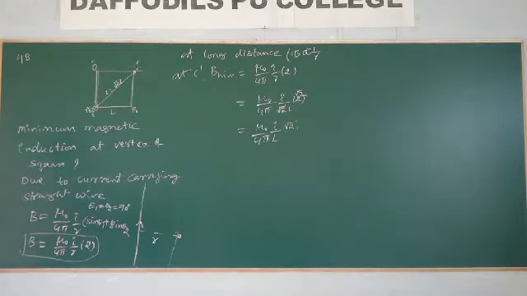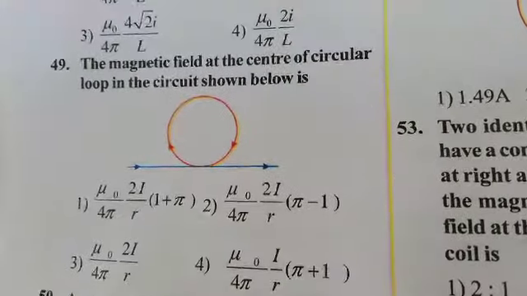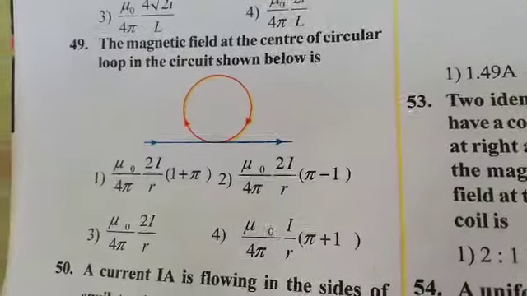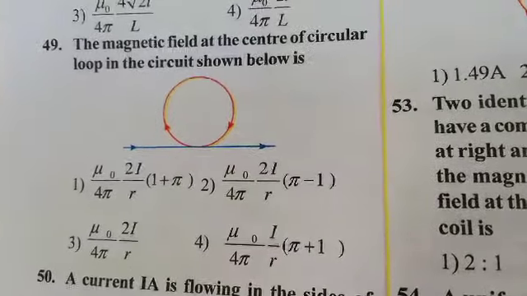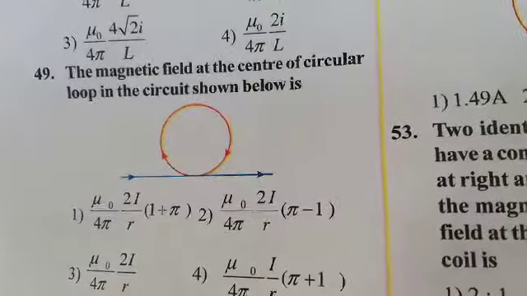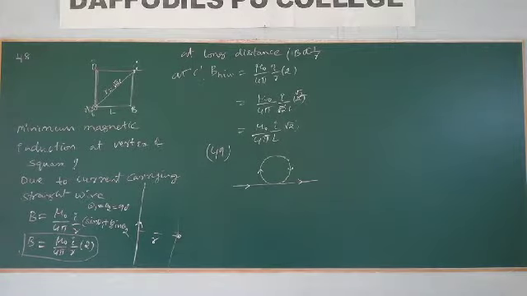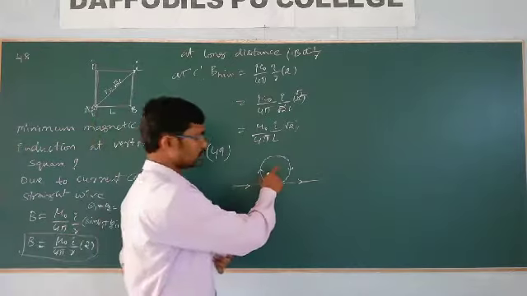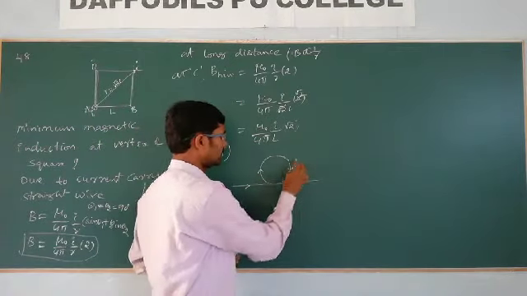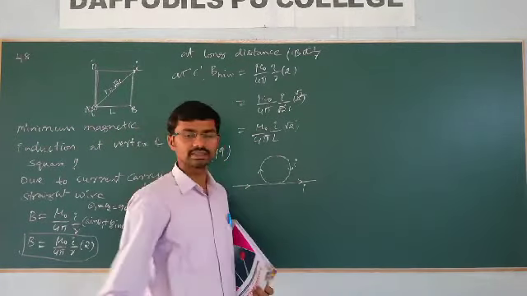Let me go to the next one. Question 49: the magnetic field at the center of the circular loop in the circuit shown below. We need to find this. This is a circuit with one circular coil carrying current, and the second also carrying the same current.